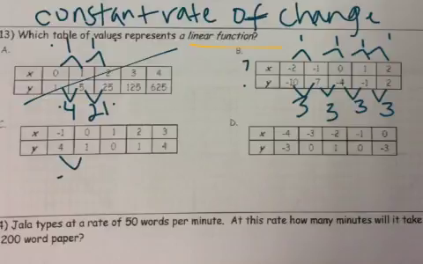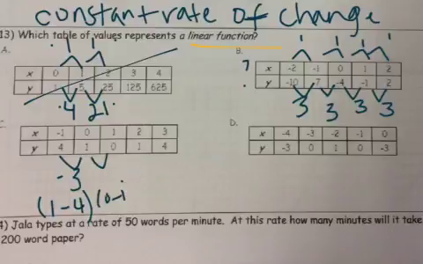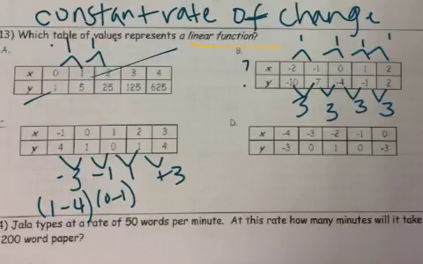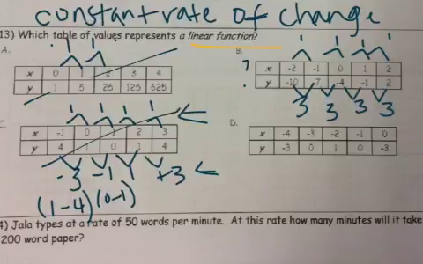4 to 1 is minus 3. How am I doing that? I'm doing 1 minus 4. Here I'm doing 0 minus 1, which is negative 1. This is positive 1. This is positive 3. Well, what's happening here? Let me erase this. What's happening up here? This is 1, 1, 1, 1. So these are all staying the same, but these are all changing. So is that constant? No.